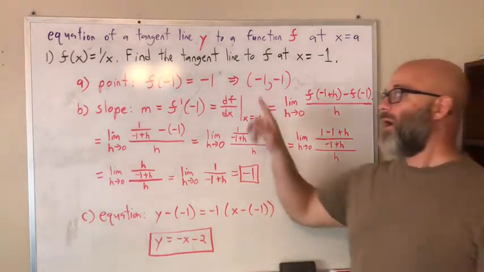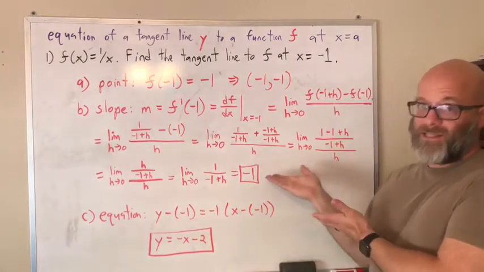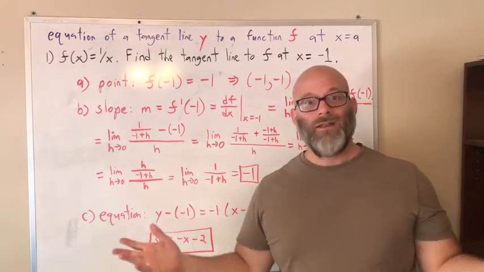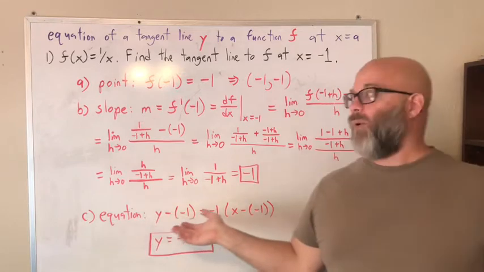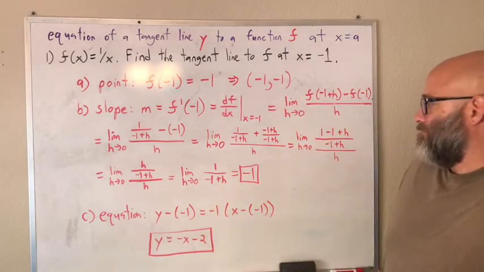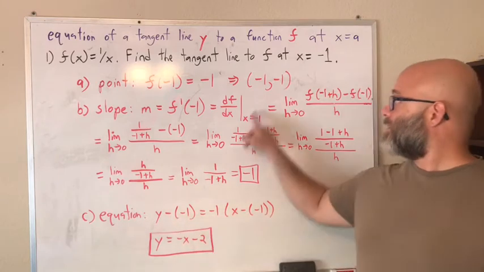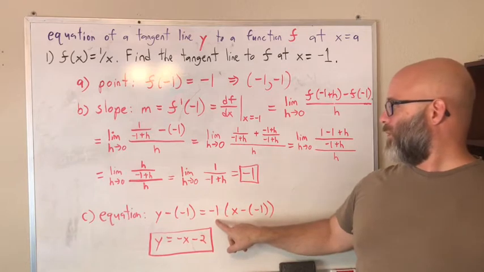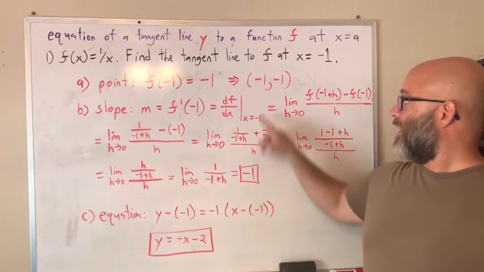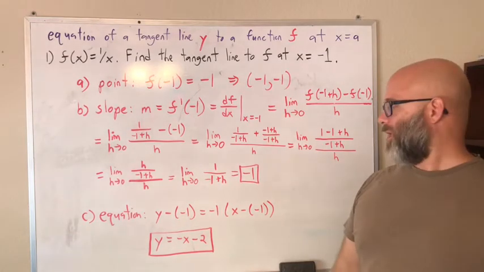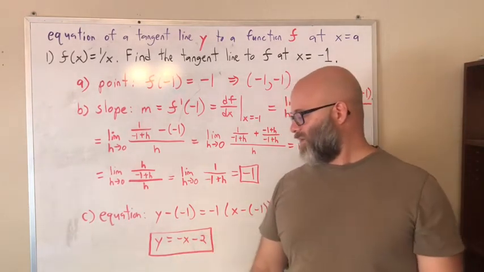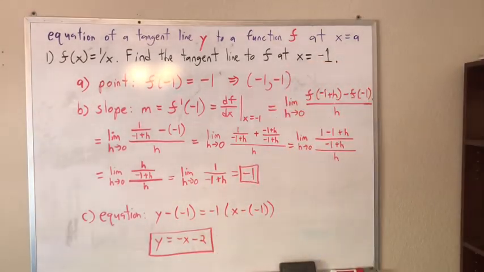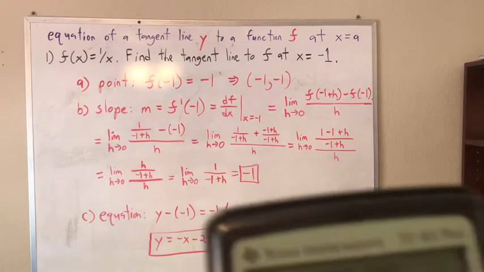This instantaneous slope of f at x equals negative 1 is also the constant slope of the tangent line at x equals negative 1. All right, now we just need the equation of the tangent line. Easy, we got a point and a slope. All right, here we go. y minus y sub 1 is equal to negative 1, which is the slope, times x minus x sub 1. No problem. If you make that into slope-intercept form, that's y equals negative x minus 2. We want to see this on our graphing calculator, so let me cue that up for you. All right.